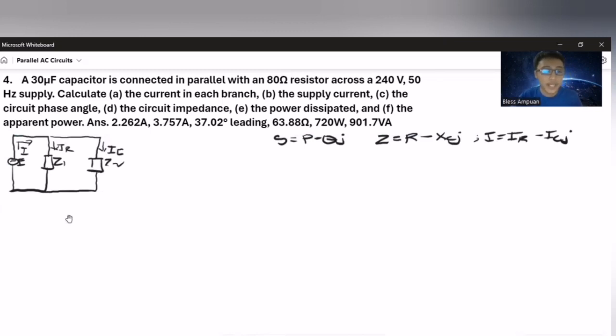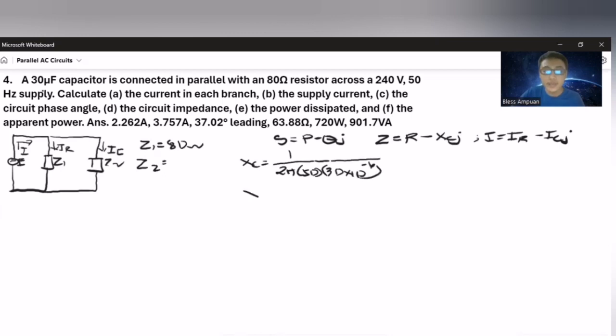First we're going to solve for the total impedance. We know that our first impedance, Z sub 1, is purely resistive. Let's say this is 80 ohms. And our second impedance is purely capacitive, which is 30 microfarad. We will convert that into its capacitive reactance. So our X sub C is 1 over 2 pi, our frequency given is 50 hertz, and our capacitor is 30 times 10 raised to negative 6.